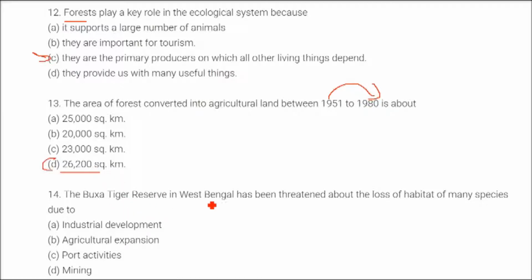The Buxa Tiger Reserve in West Bengal has been threatened about the loss of habitat of many species. Due to what? The answer is due to mining activities.